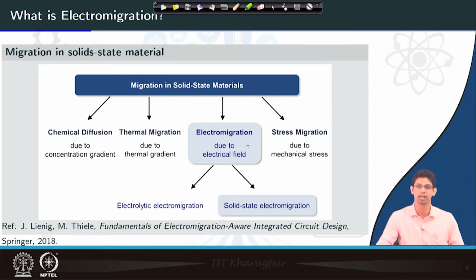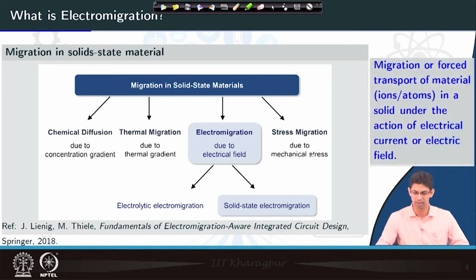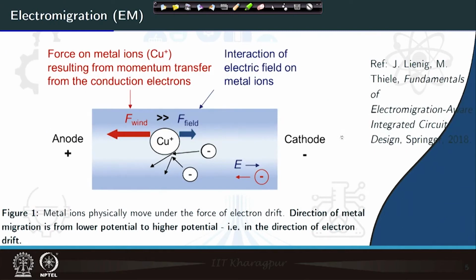This is the migration of the metal ions under the action of electric field, and more specifically we are discussing the solid state electromigration. Electromigration is simply the migration or forced transport of material which consists of ions and atoms in a solid under the action of electrical current and electrical field. So, here is a figure which depicts this. This figure is taken from the Springer book on fundamentals of electromigration aware integrated circuit design.